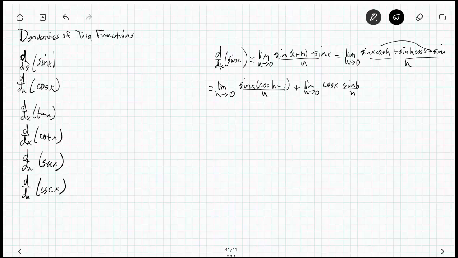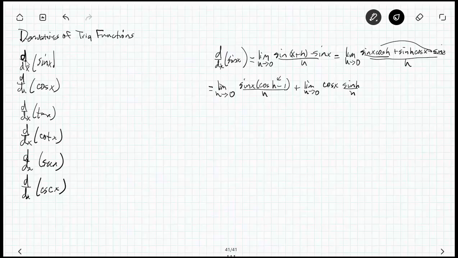True? Now look close. Make sure I didn't do anything fancy. If I group this term with this term, they both contain a sine of x. So I factored those out. What was left was a cosine of h minus 1. That's where this guy came from. And then the limit of the sum is the sum of the limits. So the thing that was left over was this guy right here.